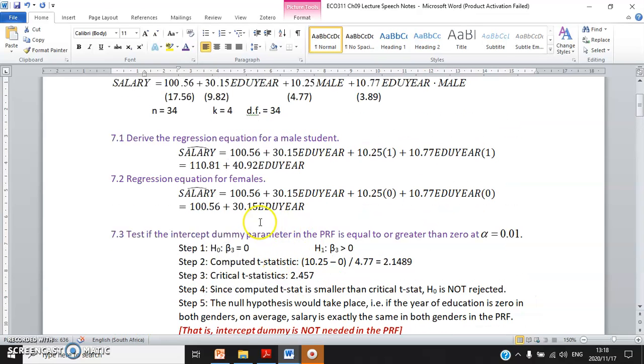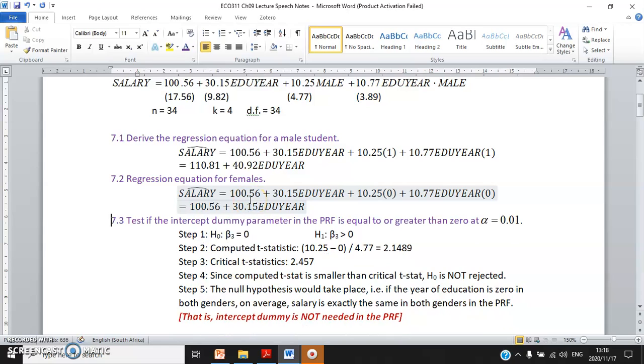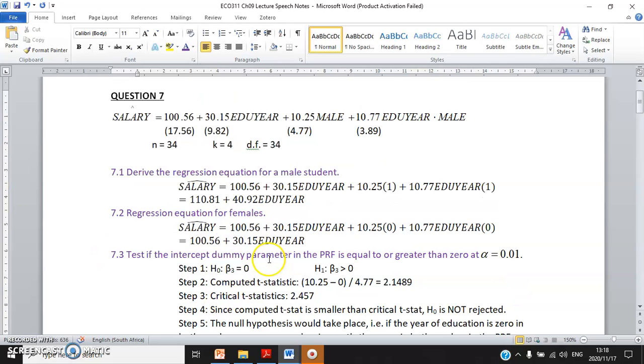Okay, but now remember, as we have done in ECO311 and even chapter 8 of ECO311, always remember the reason why we conduct hypothesis testing is if something happens in the sample regression function, there is no guarantee the same thing would happen in the population regression function. This is why we would do 7.3.